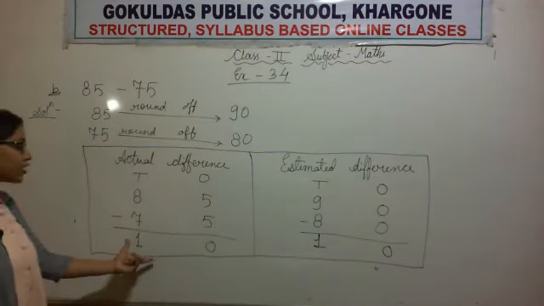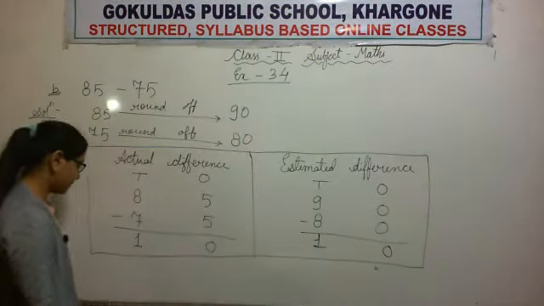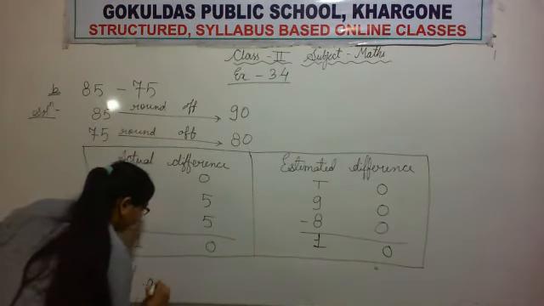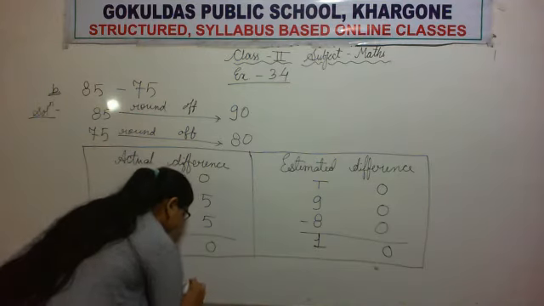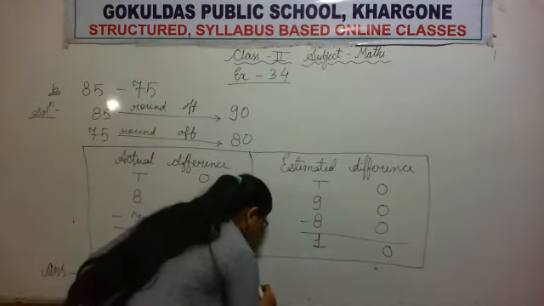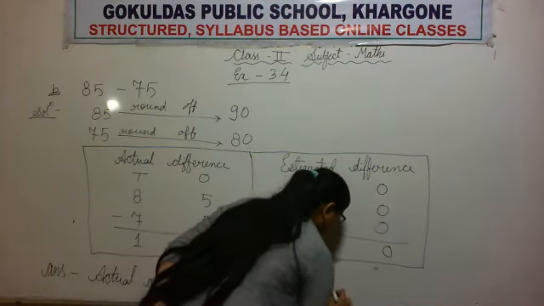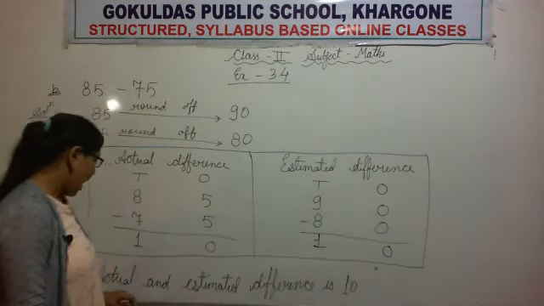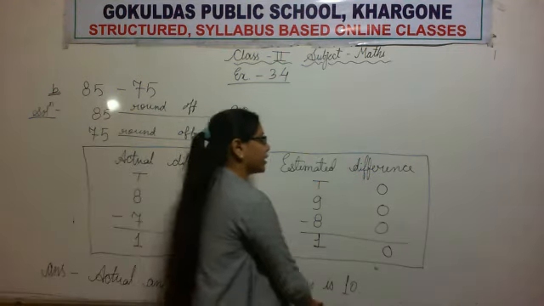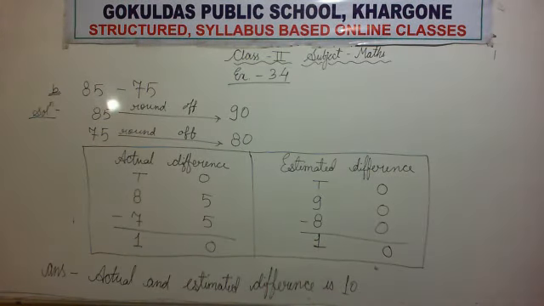So see, our actual and estimated both the differences are 10. So we will write: actual and estimated difference is 10. So with this writing of the answer, we are done with this question. Okay, so all of you note it down.